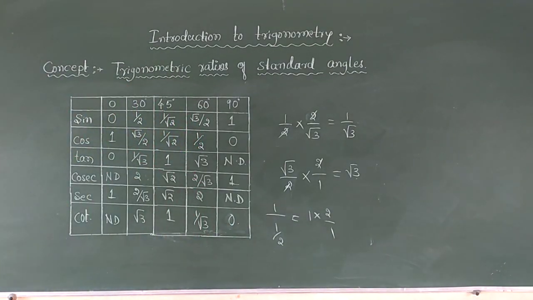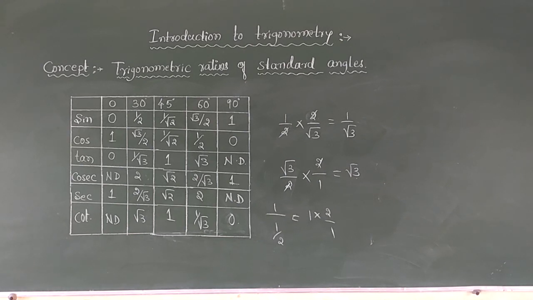In this way we can tabulate all the trigonometric ratios of standard angles. So by using all these derivations and this tabulation, you can write very easily the trigonometric ratios of standard angles.